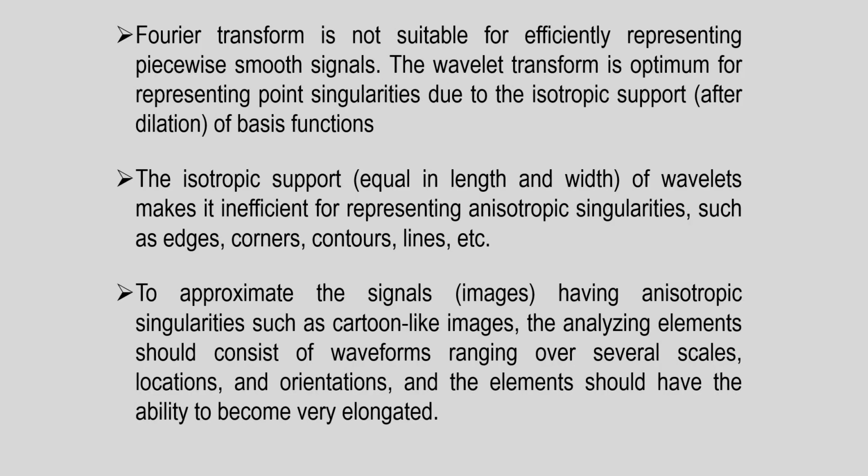And finally I want to discuss one important point: the Fourier transform is not suitable for efficiently representing piecewise smooth signals, and the wavelet transform is optimum for representing point singularities due to the isotropic support, because we consider dilation of the basis functions. So that means the Fourier transform is not suitable for representing very smooth signals. For this we can consider the wavelet transformation. But there is a problem in the wavelet transformation.